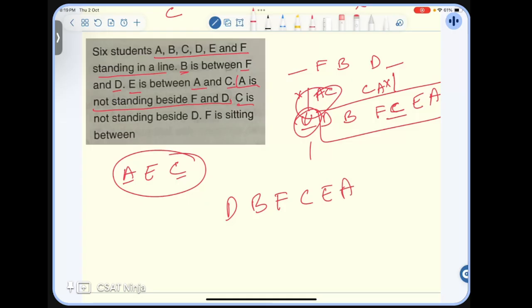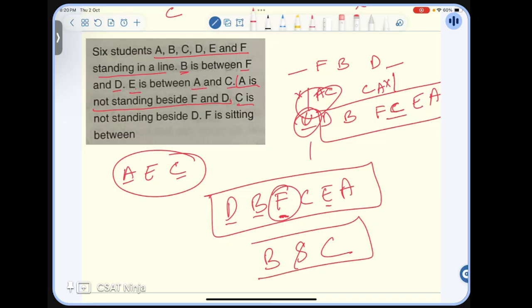B is between F and T. That's number one. E is between A and C. Yes. A is not standing beside F and D. Yes. C is not standing beside D. That means C is not next to D. So the option here is correct. So what is asked? F is between who and who? B and C. So the answer is B and C there.